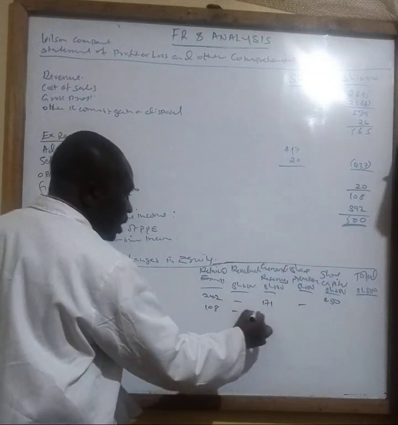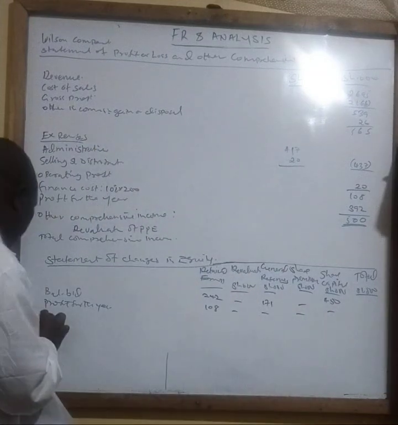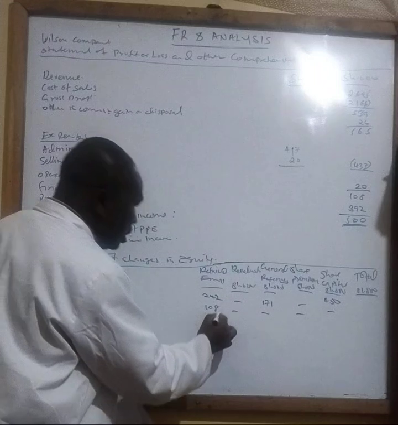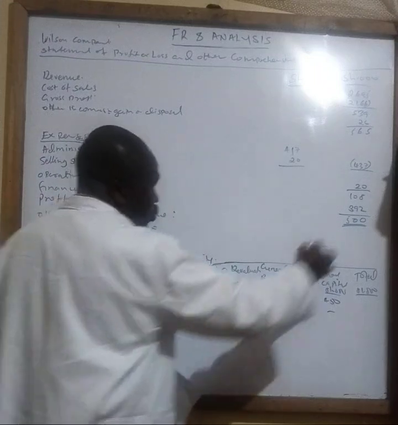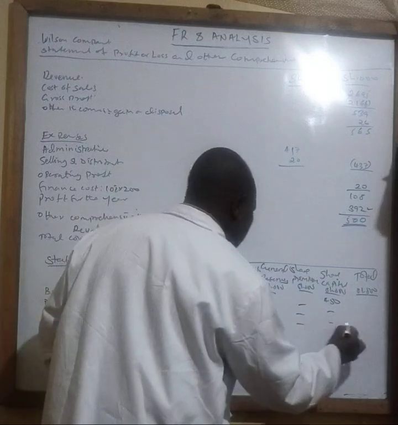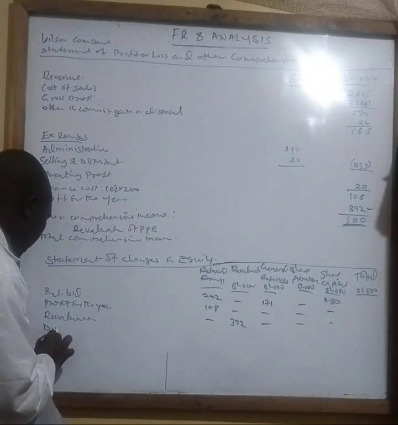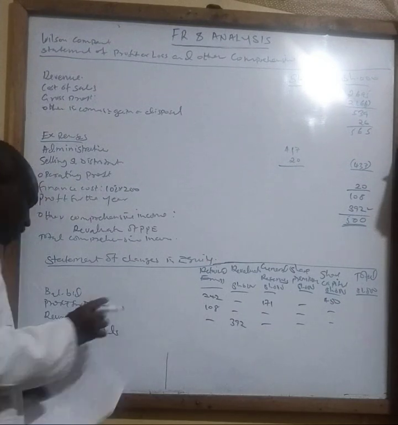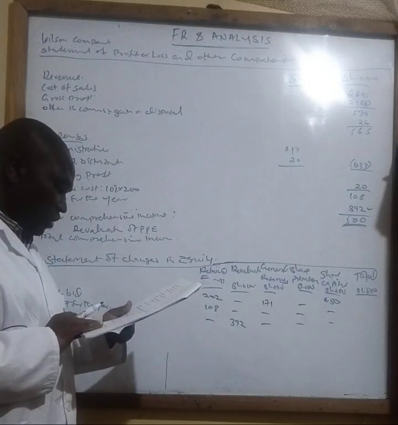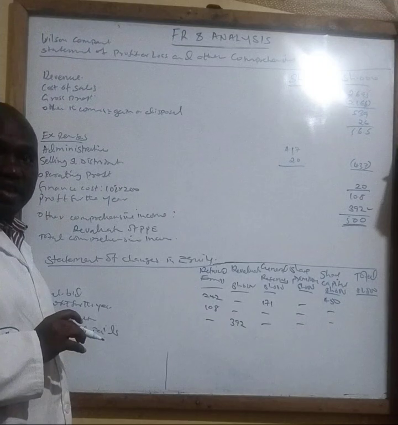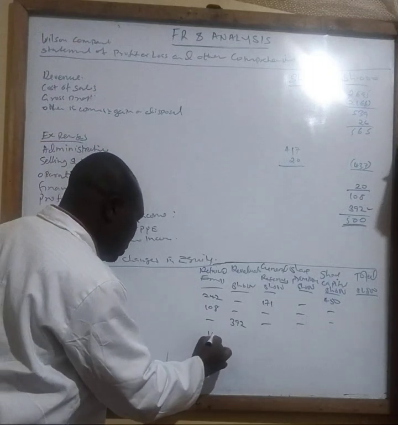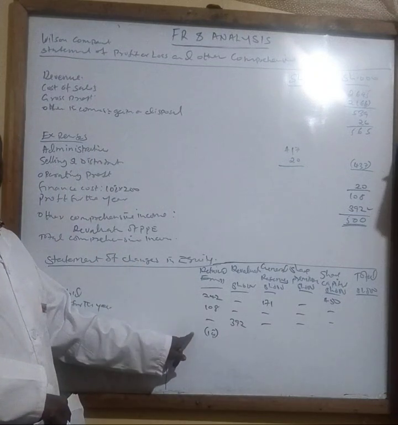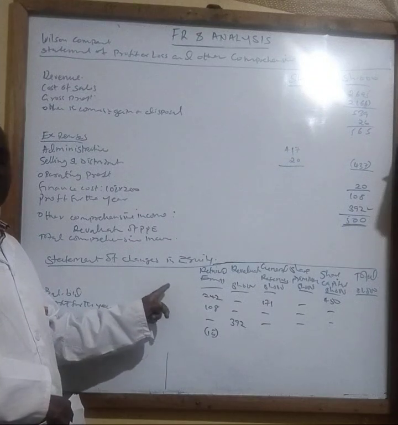Revaluation, so there was none brought down. Revaluation, we found it to be here. How much? 392. This one you are seeing here. Then there was dividends paid. How much was dividends paid from the question? From the question you are given 15 was paid. How do you pay the dividends? Remember I said when I was teaching the notes, dividends proposed should not be used to calculate the statement of changes in equity.